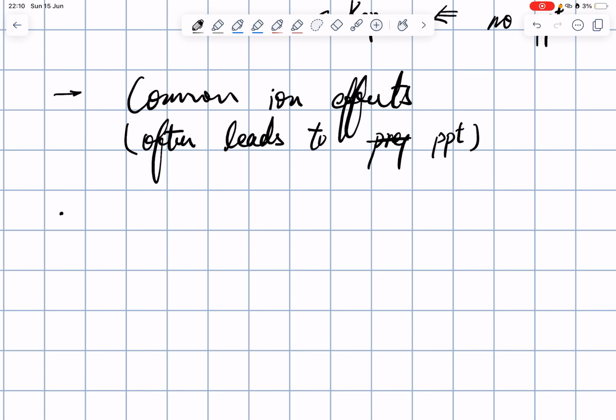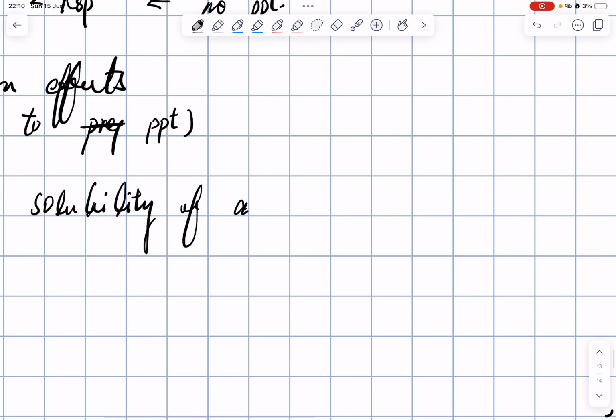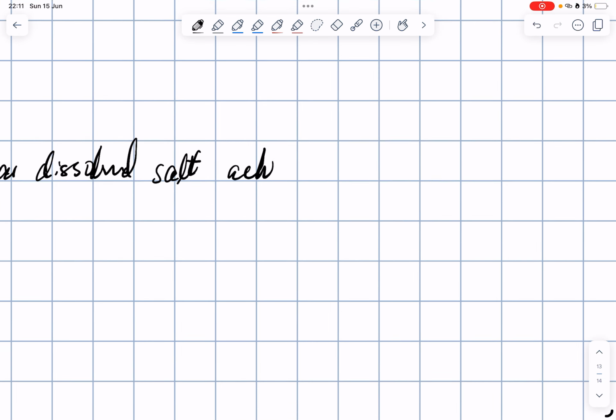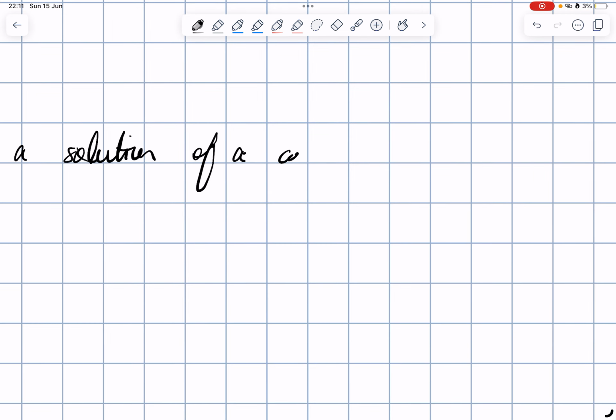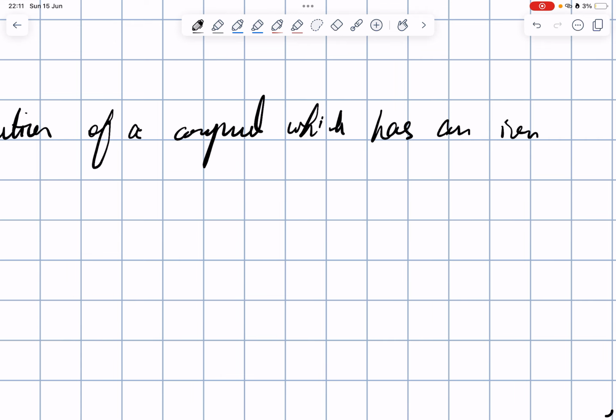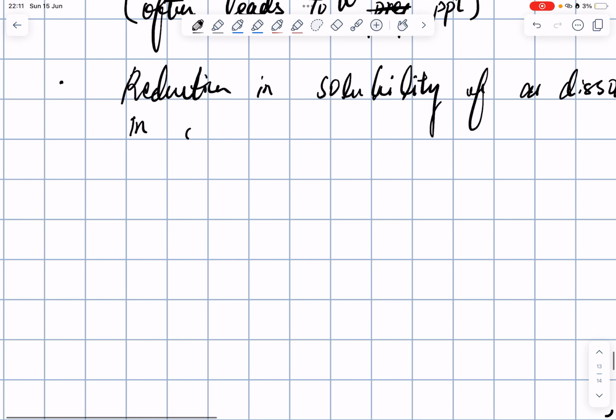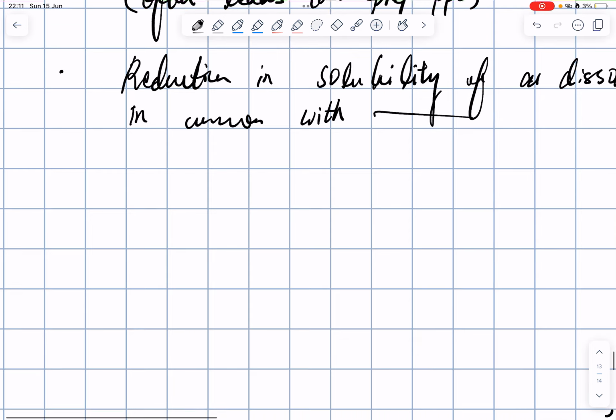First, we have to define the common ion effect. It's the reduction in solubility of a dissolved salt achieved by adding a solution of a compound which has an ion in common with the dissolved salt. I'll just skip this, that's omissible. This often leads to precipitation, just for emphasis.